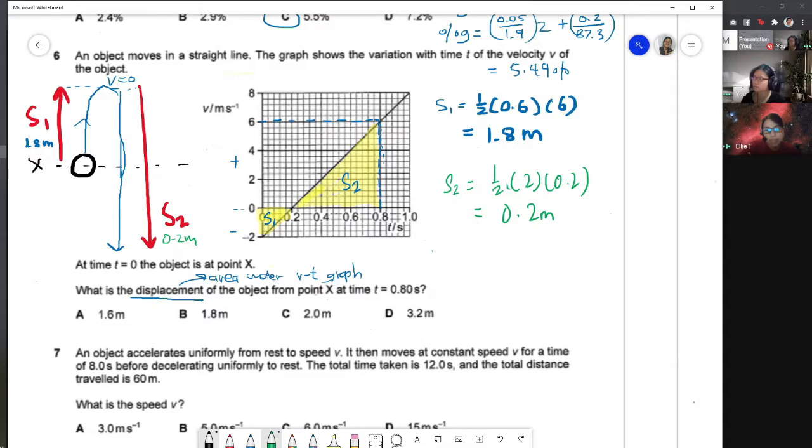So at the end of the day, what are they asking for? From here to here. So you minus. Oh, I'm wrong. Where's my label? You look for S2, I look for S1.